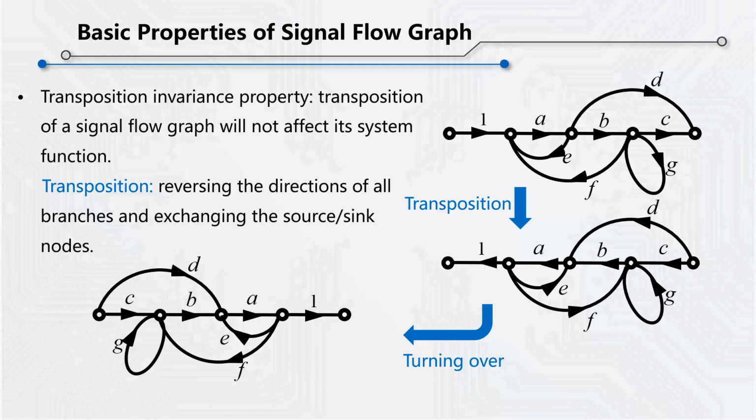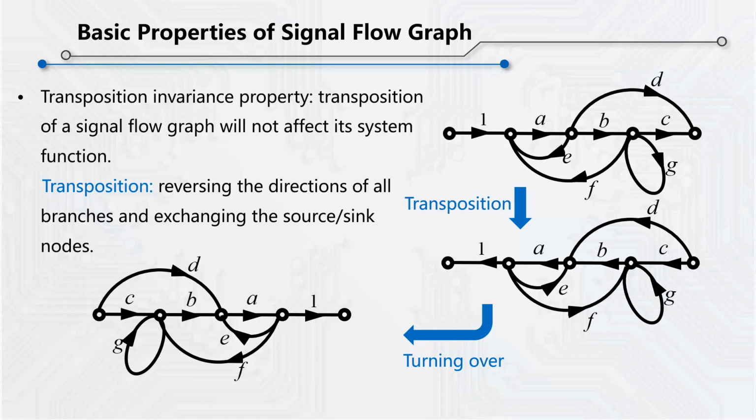The third one is the transposition invariance property of the signal flow graph. When a signal flow graph is transposed, the signal function it represented remains unchanged. However, what does the transposition mean? The transposition is to reverse the directions of all branches in the signal flow graph, meanwhile exchange its source and sink nodes. Such an operation is called signal flow graph transposition.